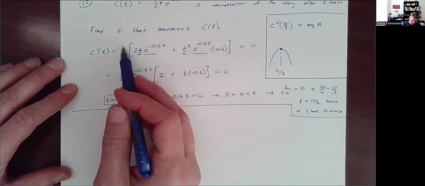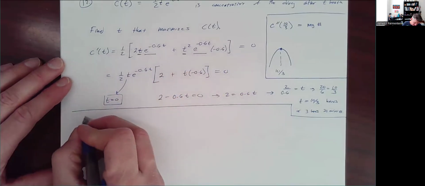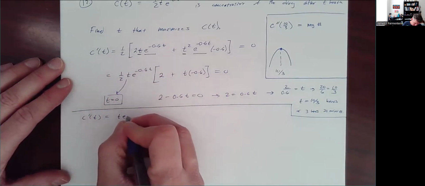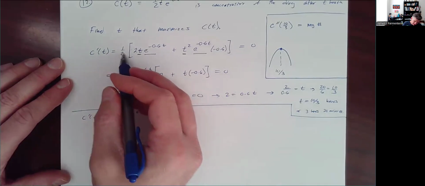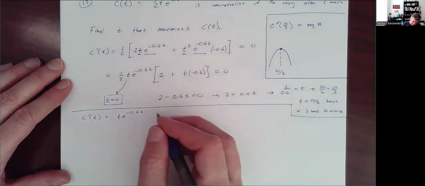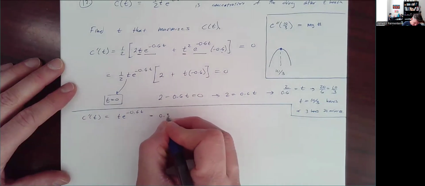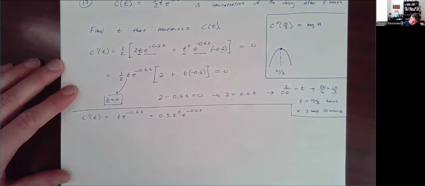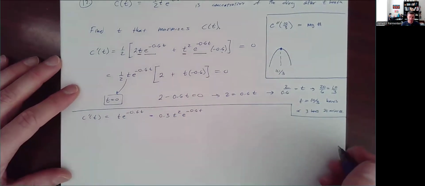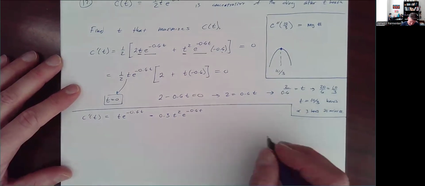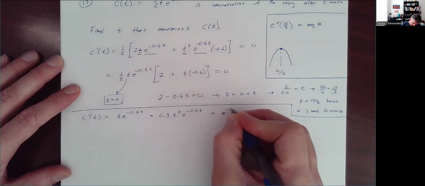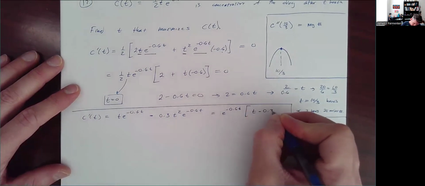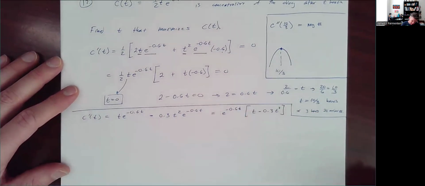So I would rewrite this, and actually I'm going to distribute the 2 here. My c prime of t: 1/2 times 2 is just 1, so t e to the negative 0.6t. And 1/2 times negative 0.6 is negative 0.3, so minus 0.3 times t squared times e to the negative 0.6t. Okay, I'm going to factor out e to the negative 0.6t. You can go either way here. Okay, that looks all right.